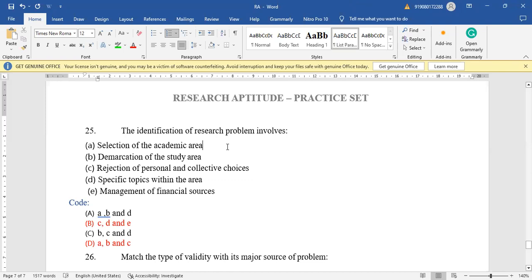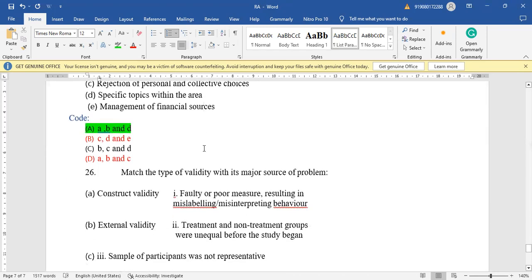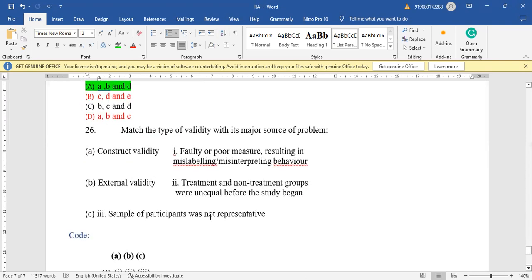The selection of academic area. So my major is education, correct? That is what selection of academic area is. Selection of a specific topic, something like teacher-student engagement. Then demarcation of the study area like Bangalore or Chennai, whatever. Correct? Understood? Now got the idea how to catch the right answer?